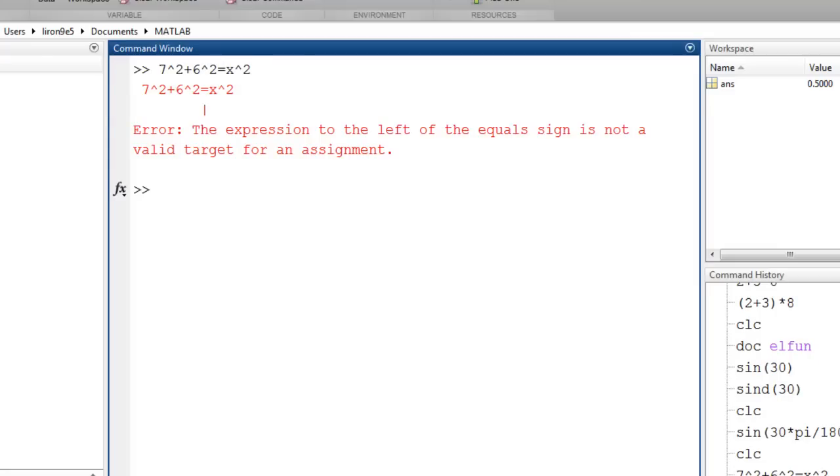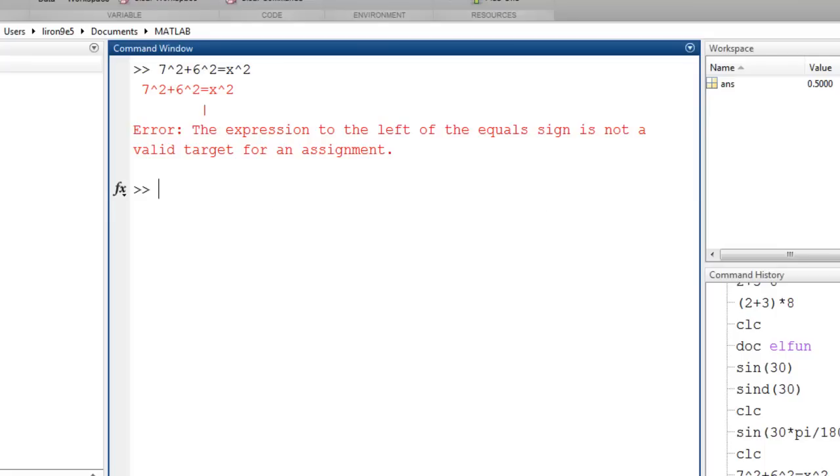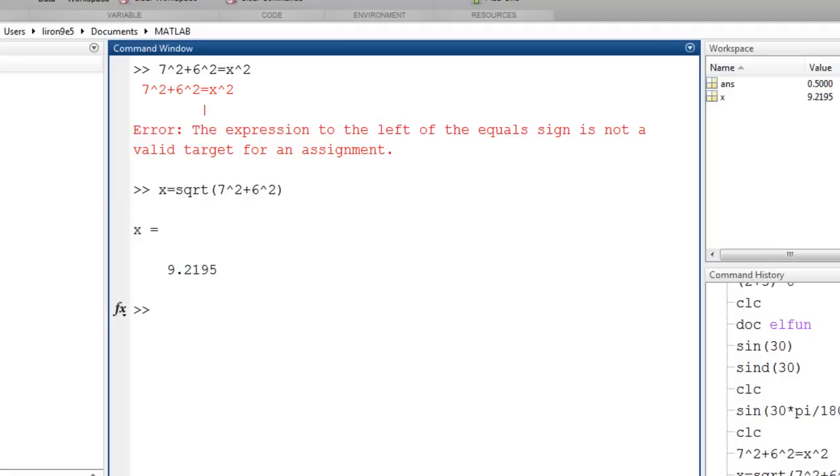Identically to a calculator, we always need to solve the equation first on paper, making all the known values on the right side of an equation, and then we can plug it in the calculator. Identical in MATLAB, we must have all the known values on the right side. So if we do want to solve it, x equals square root of 7 squared plus 6 squared. And in that case, we actually end up with the result.